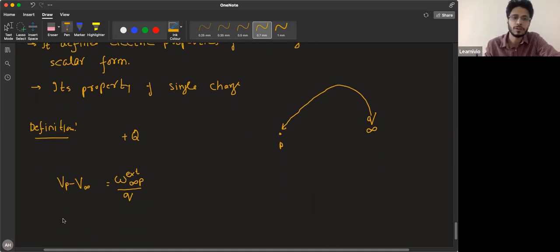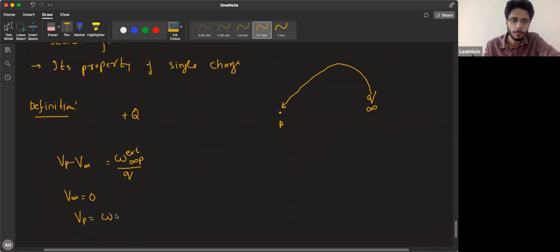That is V infinity. So what should be V infinity now? How much is V infinity? What should be the value of V infinity? Yes, Hishma. At infinity, the electrical properties of charge do not exist. So what should be the value of potential at infinity? Zero. Potential at infinity is zero. So we can write that potential at point P is the work done by external force in carrying charge from infinity to P divided by the magnitude of the charge. So this is the potential.